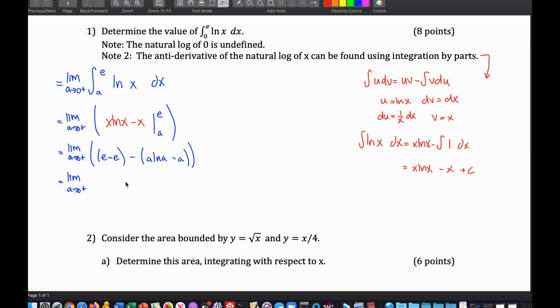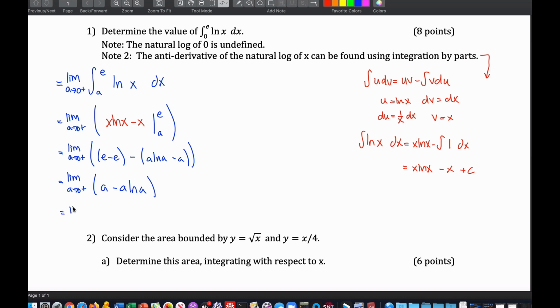I could take this negative and distribute it to these two terms. So the negative of a negative a would just leave me with a positive a, and the negative of a natural log of a, I could do minus a natural log of a, and I could try to evaluate this limit. Well, the limit as a approaches 0 from the positive side of the a is just going to be 0.